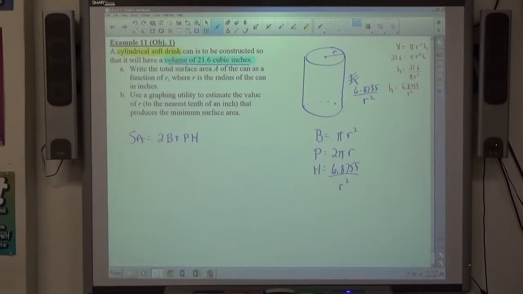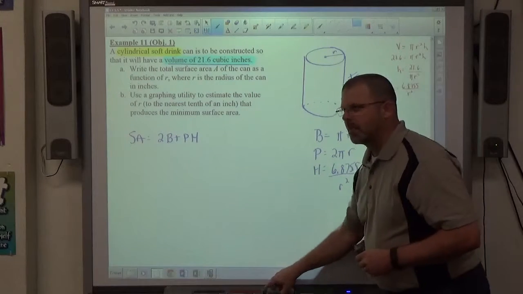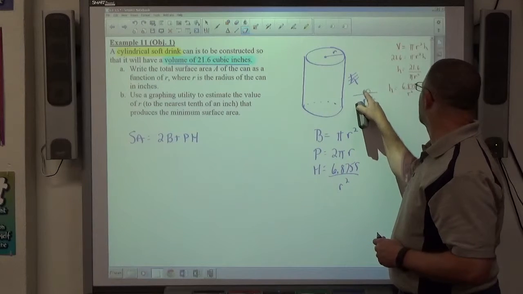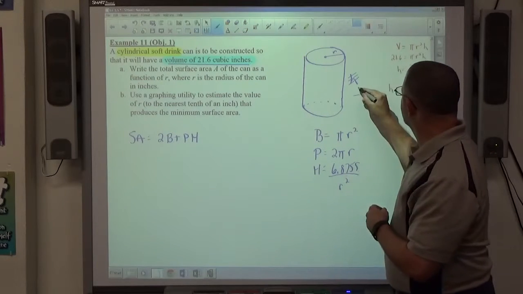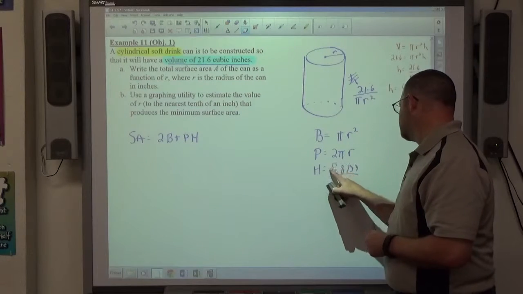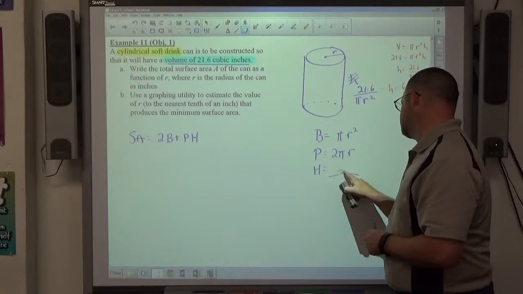I just noticed something. I just changed my mind about this. Hold on. I'm going to go back to 21.6 over pi r squared. You'll see why in a moment. Oh, we're going to apply as normal.